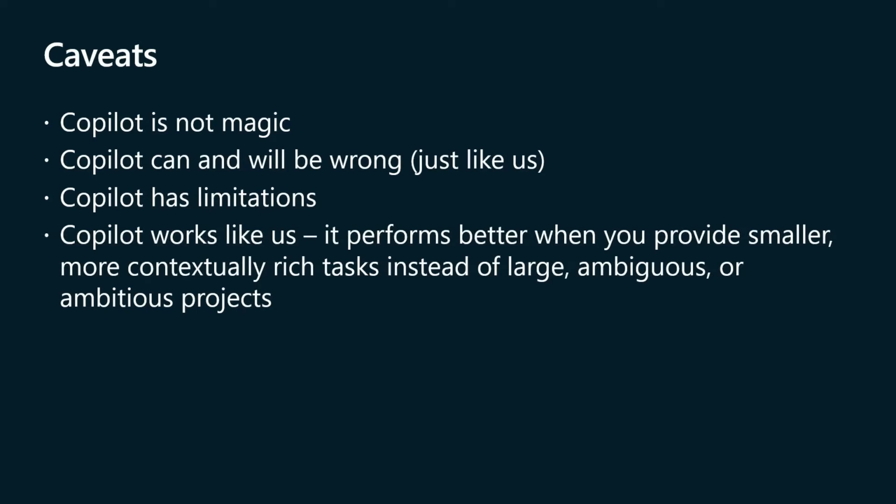So there are some caveats. Copilot is not magic. It's software. Copilot can and will be wrong, just like us. Copilot has limitations. And just like us, Copilot works better when you provide it smaller, more contextually rich tasks instead of large, ambiguous, or ambitious projects. The difference between saying, hey, I need this one method, or I need to refactor this piece of code, versus I need to write a game. Those are two very different altitudes, two very different depths.